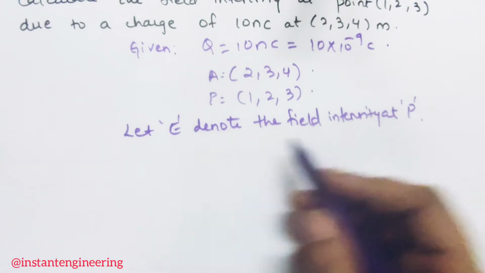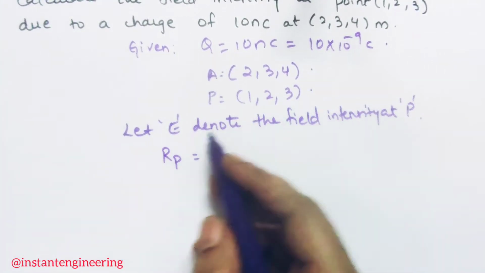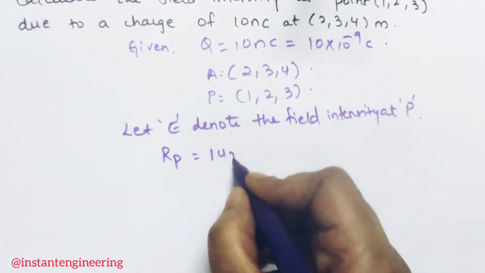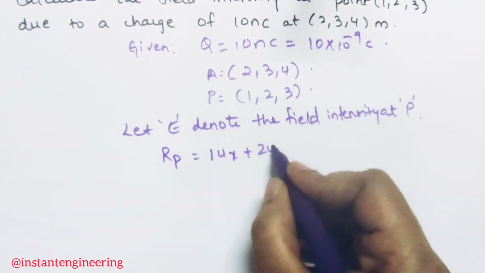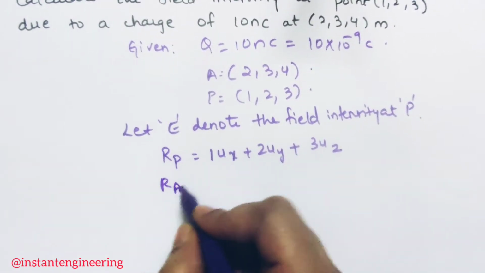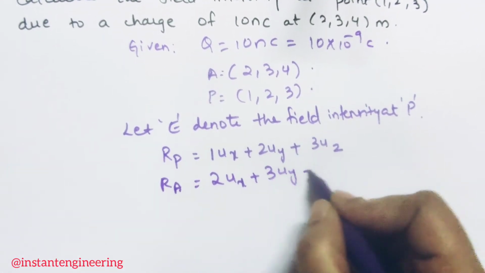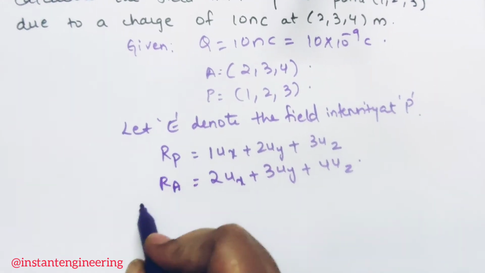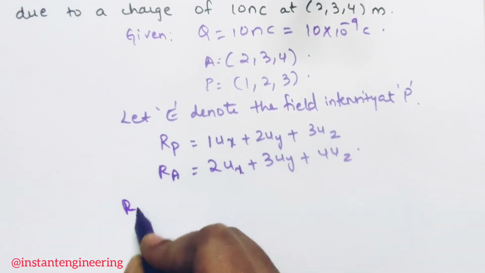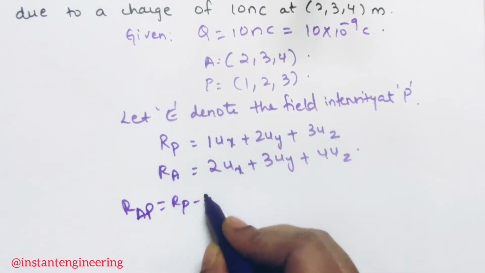So we can write RP, I will take this in the unit vector format, as 1 ux plus 2 uy plus 3 uz. Similarly, RA value is, converting this, 2 ux plus 3 uy plus 4 uz. Now we will find the distance RAP. RAP means RP minus RA. If you take RAB, then that is RB minus RA. Remember, okay? So this is RP minus RA.